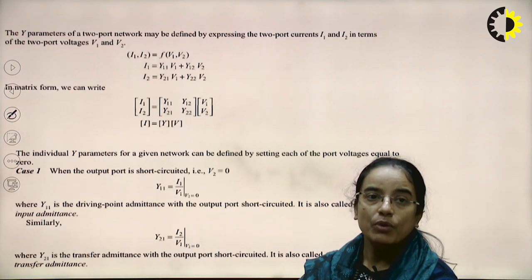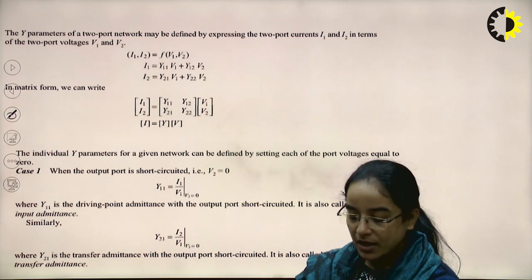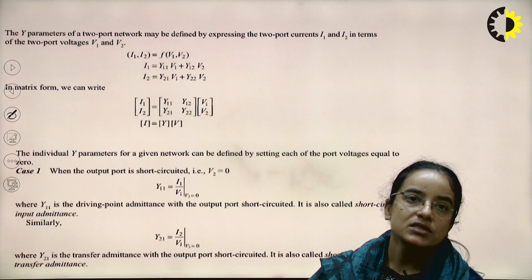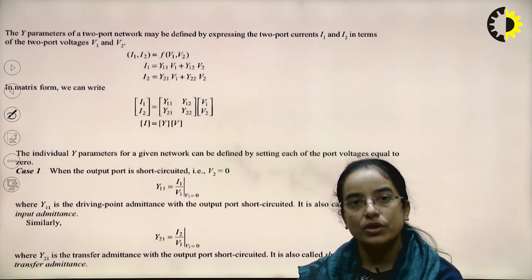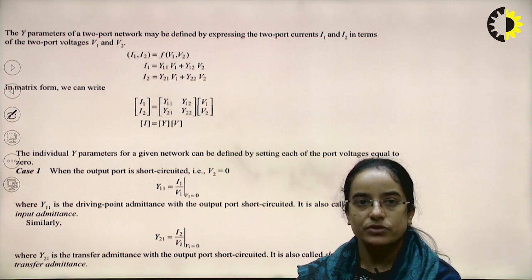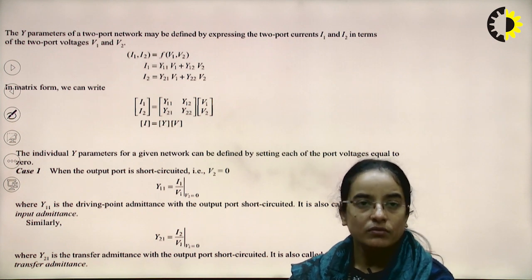Okay, next is the Y parameter. The Y parameters of a two-port network may be defined by expressing the two-port currents I1 and I2 in terms of the two-port voltages. Okay, what will be the equation here?